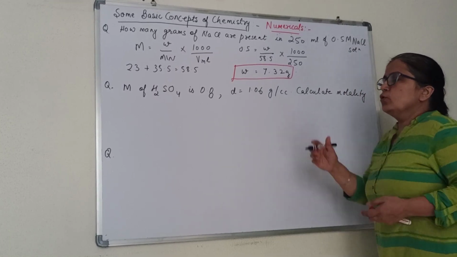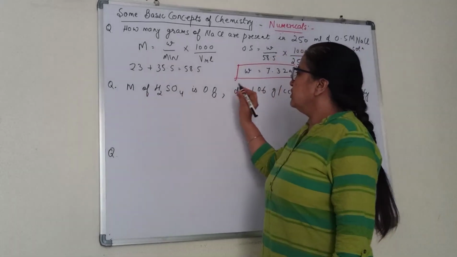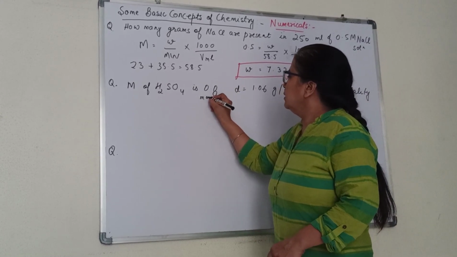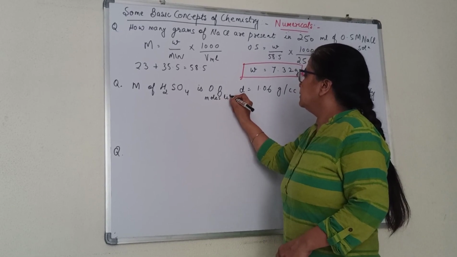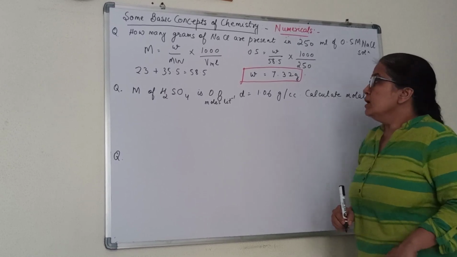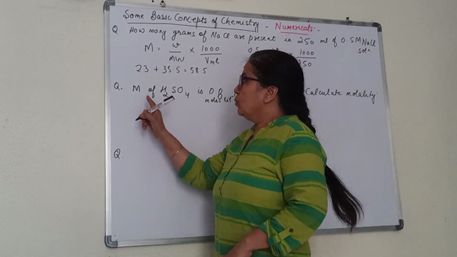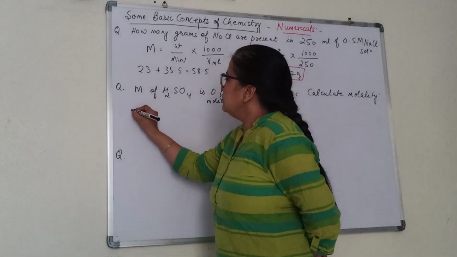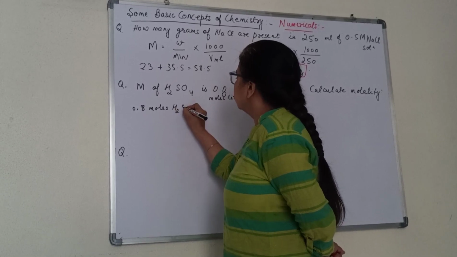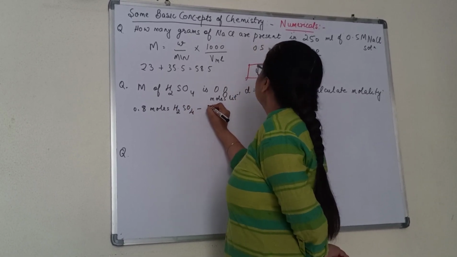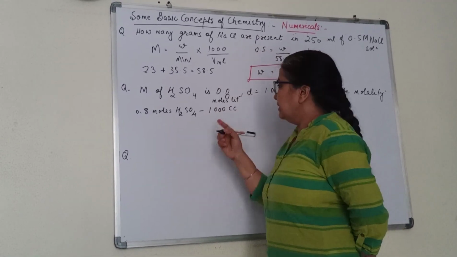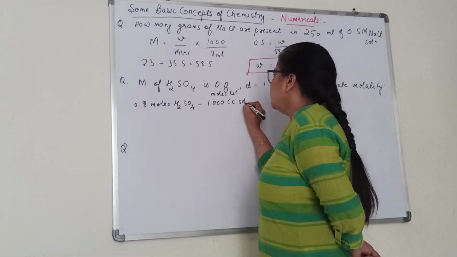Next question. The question says molarity of sulfuric acid is given. Molarity given means, actually we should have written the unit, this much moles per liter, and density is given. You are asked to calculate the molality. Now again we can expand it. What do we mean by this much molarity? We mean 0.8 moles sulfuric acid is present in 1 liter. 1 liter means we can write 1000 centimeter cube. So this much centimeter cube of the solution.